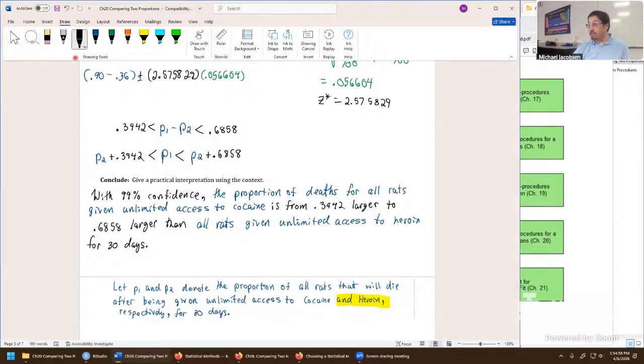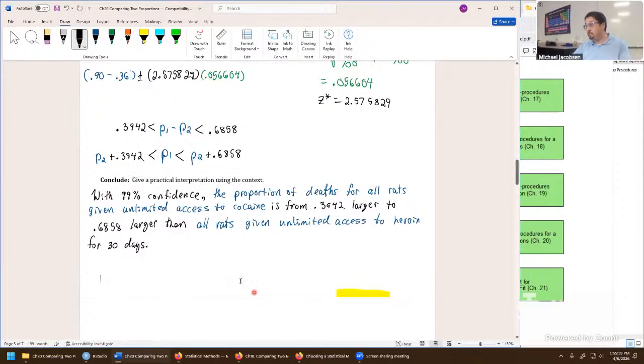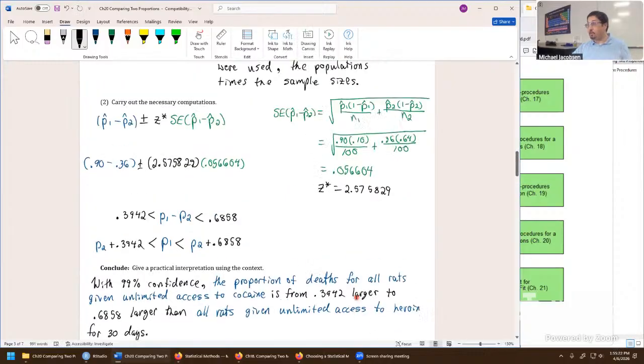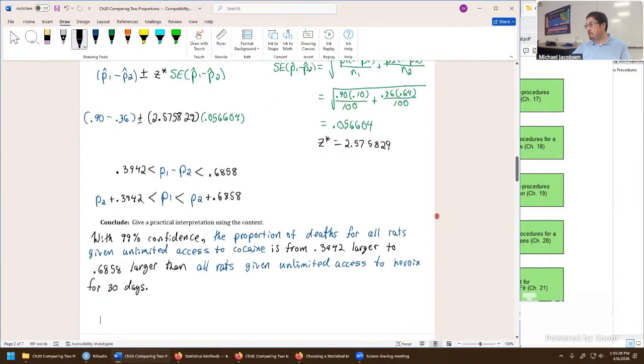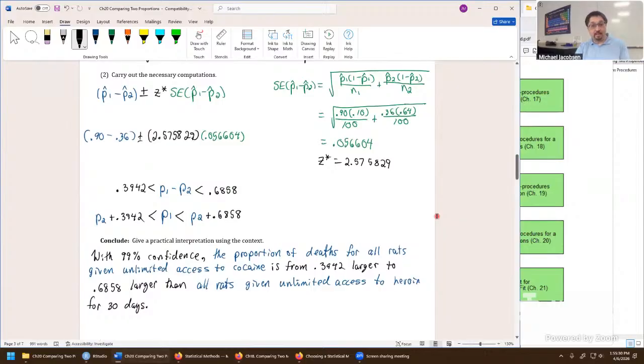So if we want, we can make that one additional statement. In this context, cocaine was more deadly for these rats. But when it says give a practical interpretation using the context, this is the main thing that we had to say first. Let's in fact just let our problem land on this as our ultimate conclusion. It does address that cocaine is more deadly, so it does answer the practical question that we laid out on the first step, which is more deadly, cocaine or heroin? But we not only know which one's more deadly, we know by how much. The margin of error is huge, by as much as almost 40% to almost 70%, using those specific proportions.